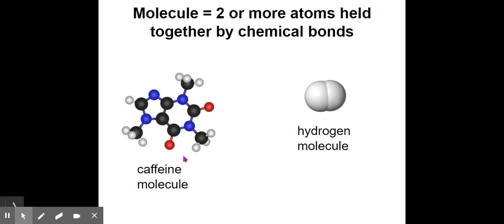Okay, this is a caffeine molecule, and the different colors show different types of atoms. So white is usually hydrogen, black is usually carbon because coal is black. Red is usually oxygen, and blue is usually nitrogen. You don't need to know that. I'm just telling you so that you know there's a meaning to the colors.